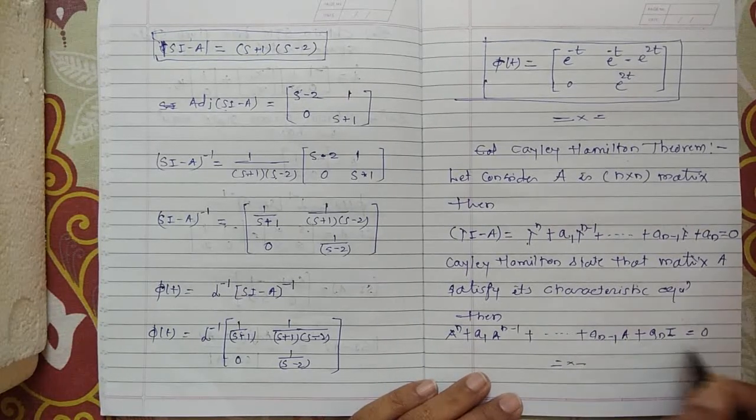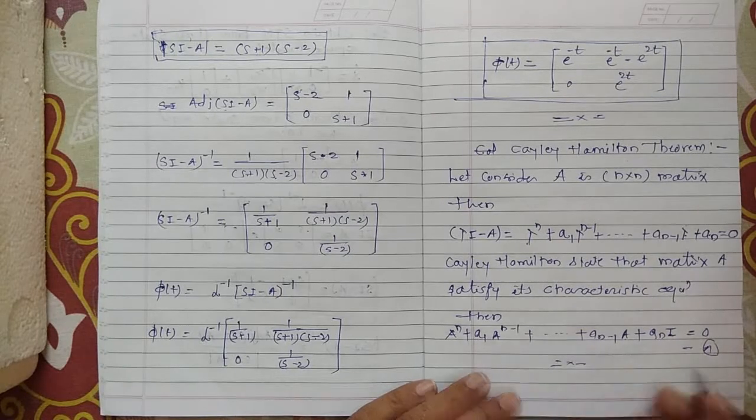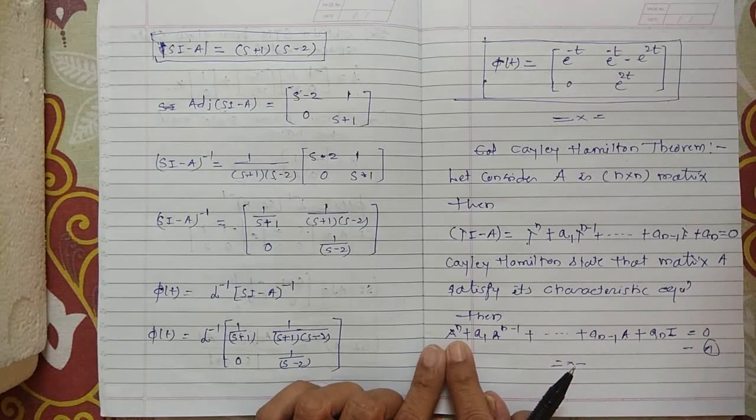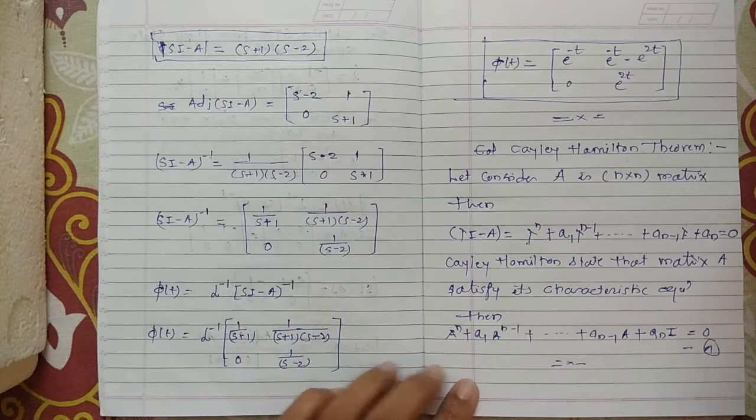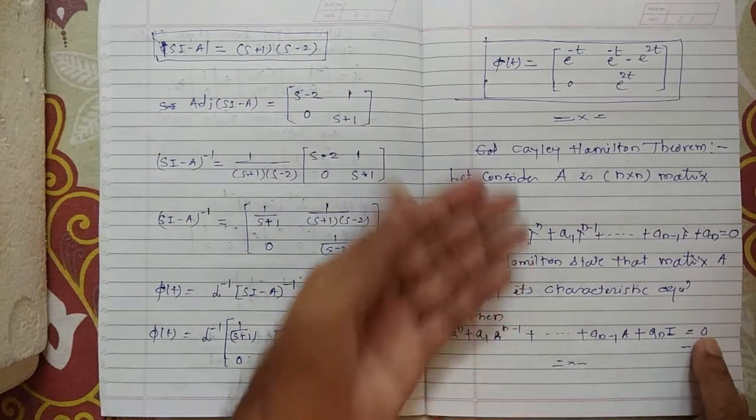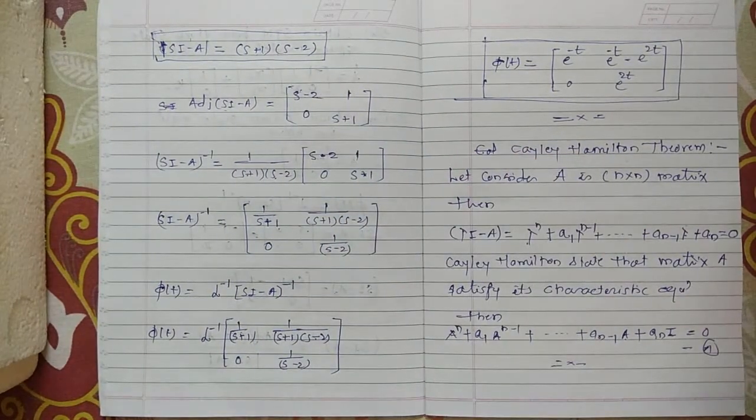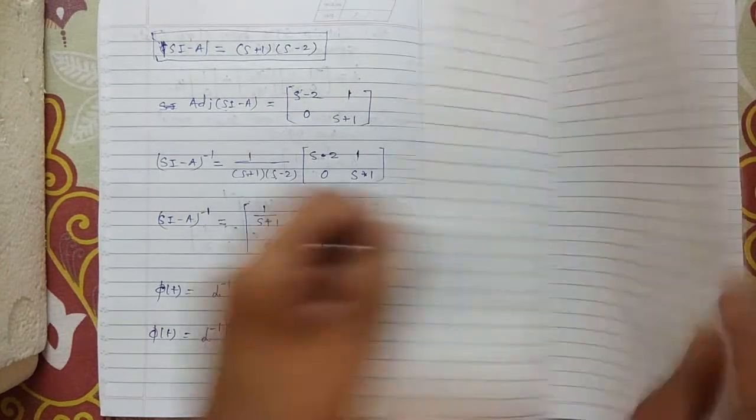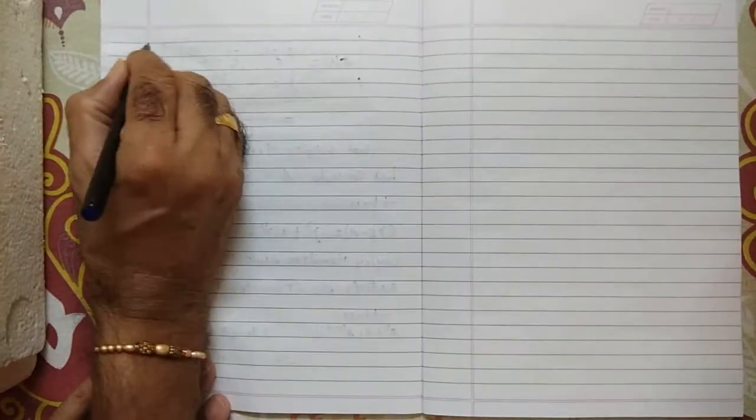Now see here, this is my equation. This is very important because in this equation we will put the value of A. And if the value comes to 0, then we can say that my A satisfies the Cayley-Hamilton theorem. Now we will not go for any proof. We will directly go for the example.